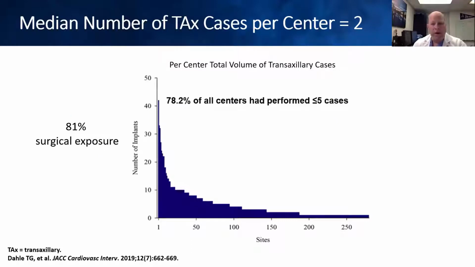And looking at secondary data sources, such as this paper published by Tom Dale et al. in JACC Interventions, of which I was a part, when we looked at transaxillary cases, most of which were surgical, by the way, the median number of cases per center in aggregate was 2. That's not per year, that's total. And in fact, almost 80% of all centers had performed less than 5. So once we start talking about non-femoral access cases, we are talking about relatively infrequent case volumes per center, and that has significant implications.